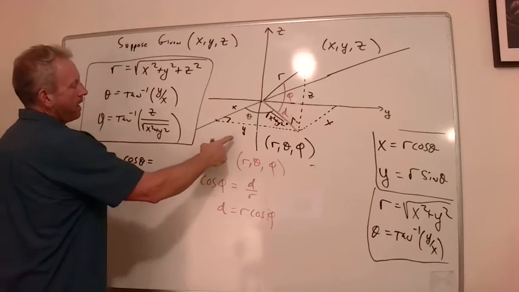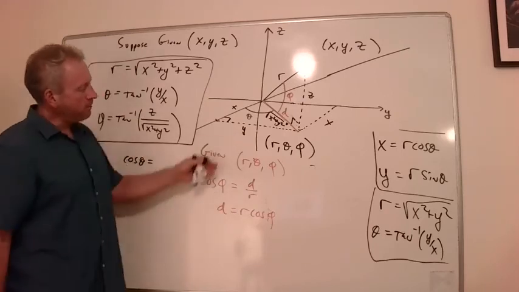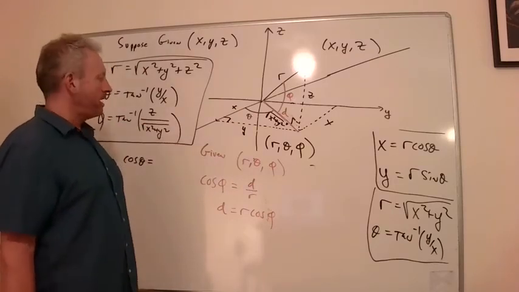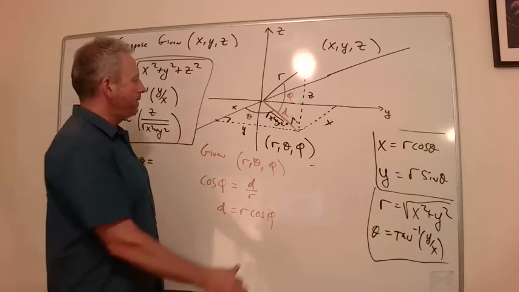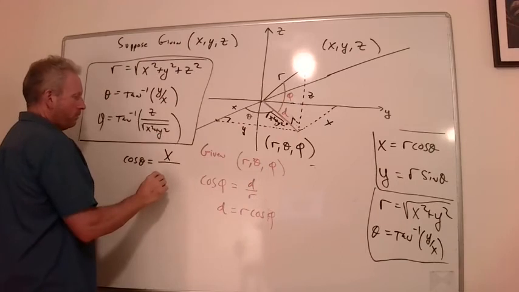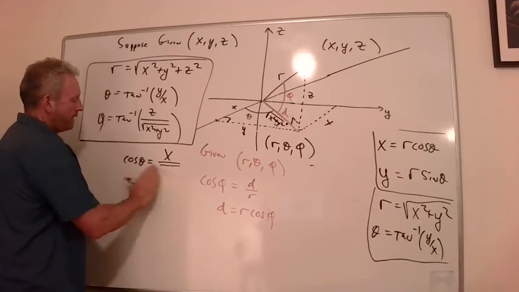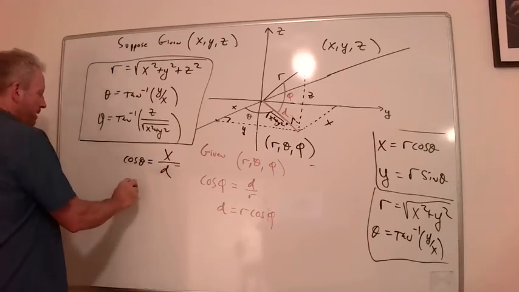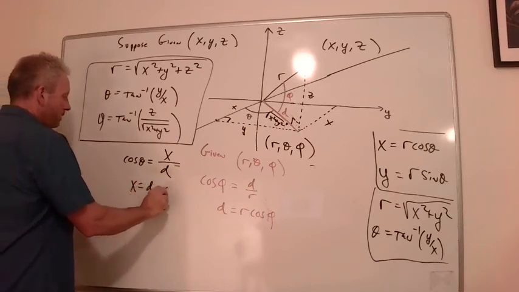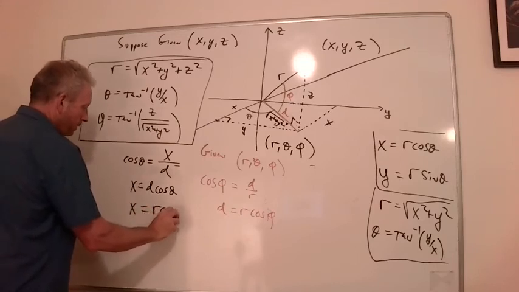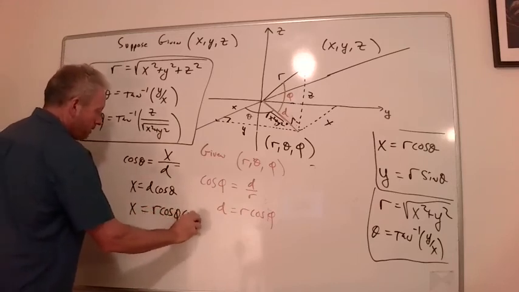Well, this is tough because this triangle is lying in the xy plane. Whatever you have to do to squint your eyes or whatever's required to think about it. But cosine is adjacent over hypotenuse. So that's x over d. So let's multiply both sides by d, and we get x is equal to d cosine theta. But what was d? D was r cosine phi cosine theta.